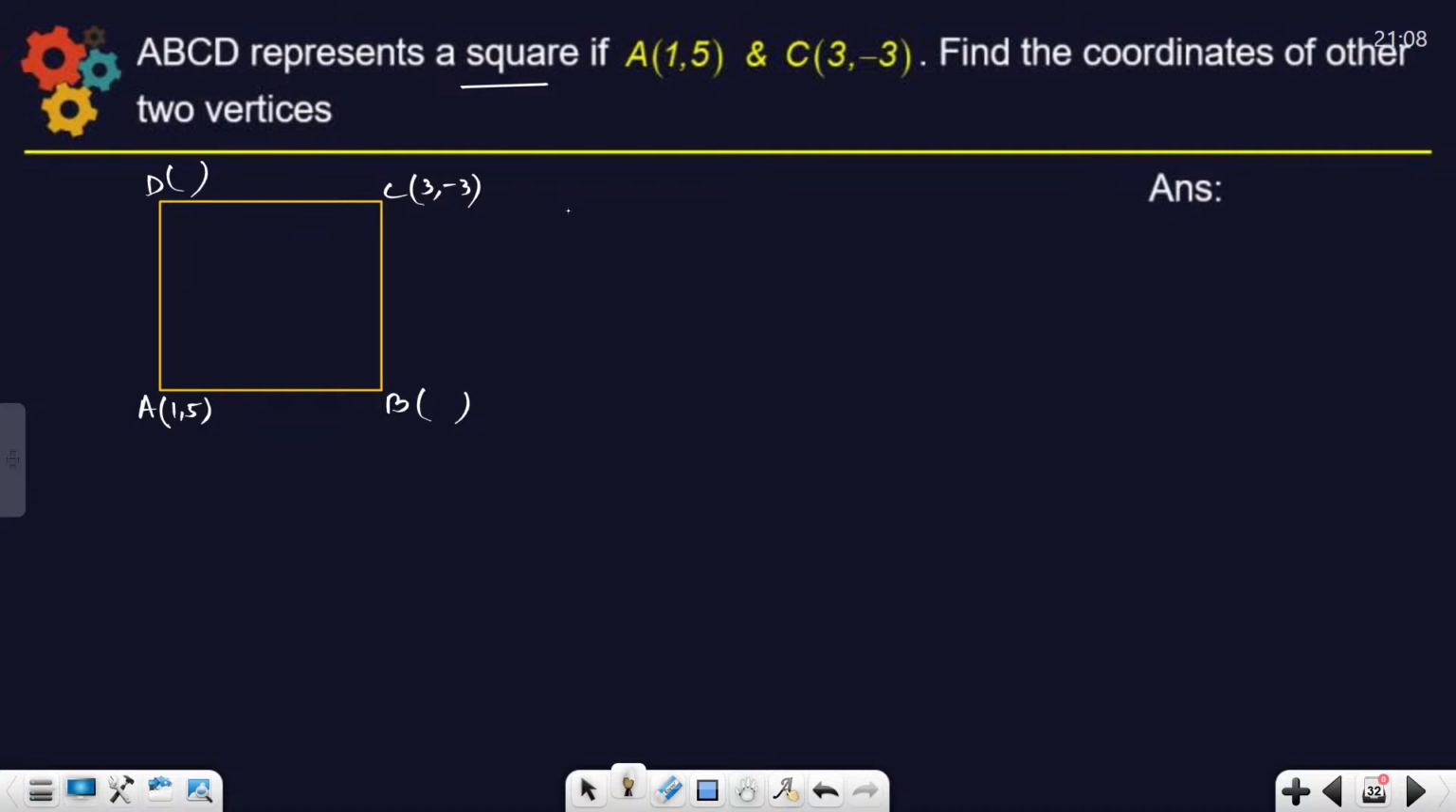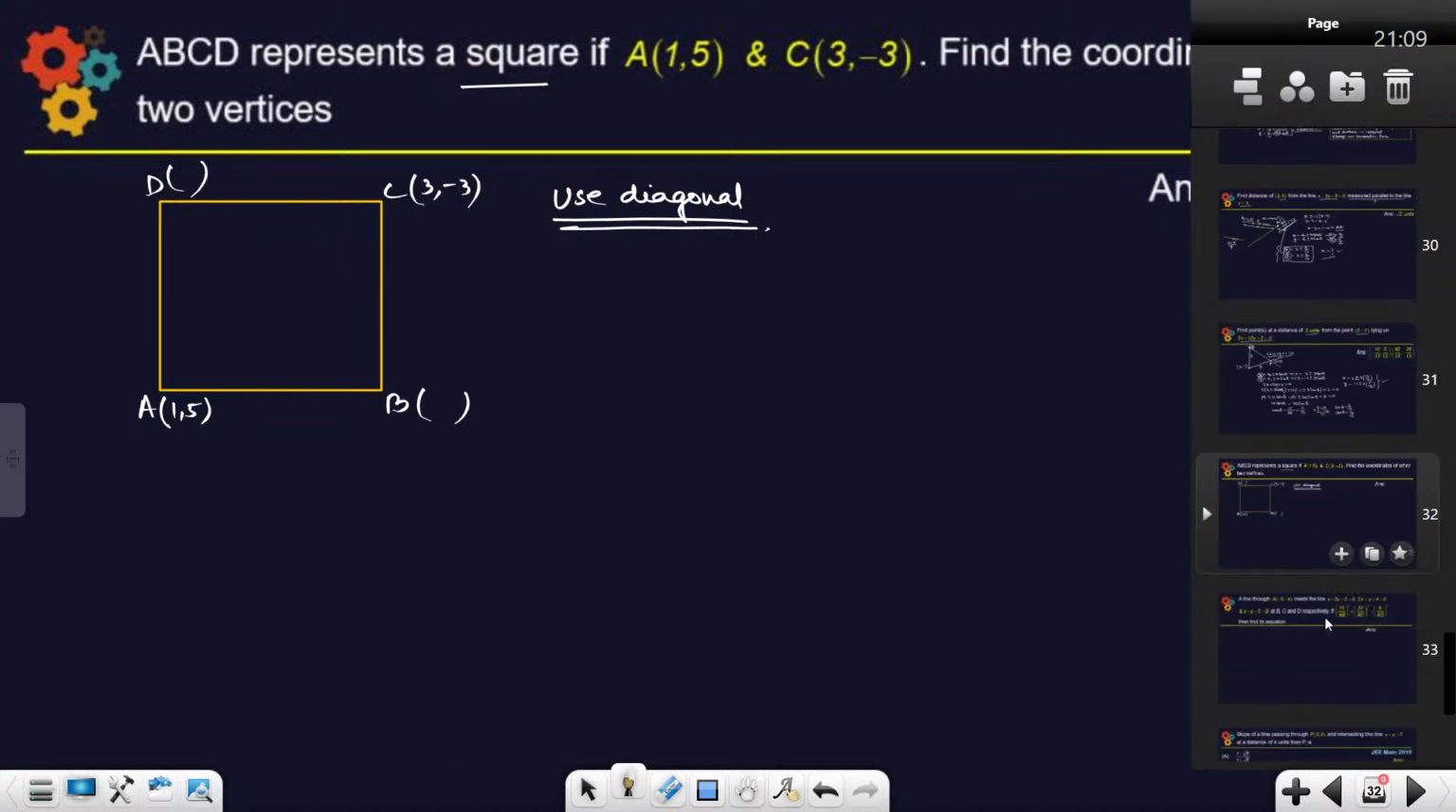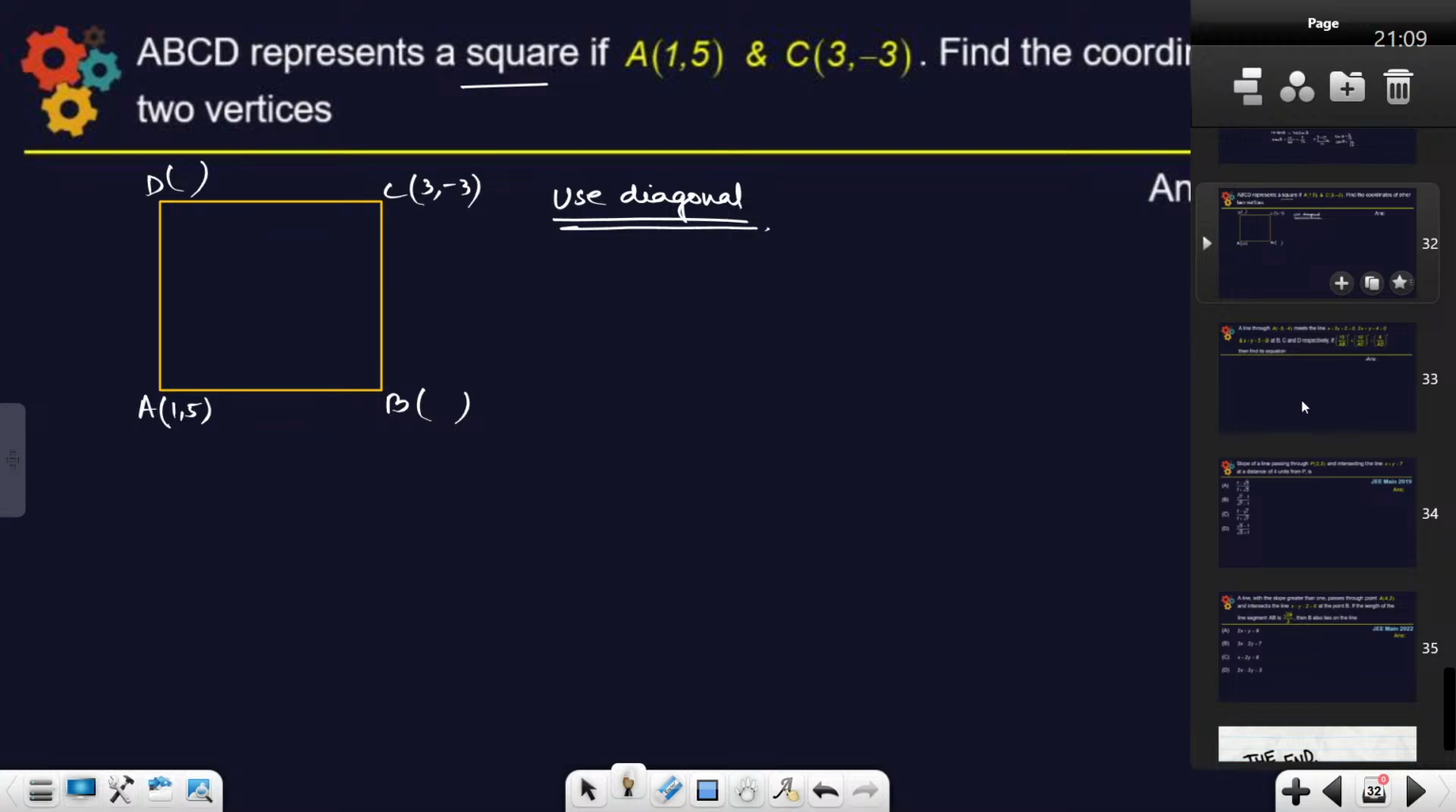But I'm giving you a little hint: use the diagonals, because we all know that diagonals bisect each other at the point of intersection. When the two diagonals of a square intersect each other, they bisect each other at right angles. So try to use this property and solve this sum. I will not solve it for you. This will be your homework. Okay. So these 3 sums will be your homework.